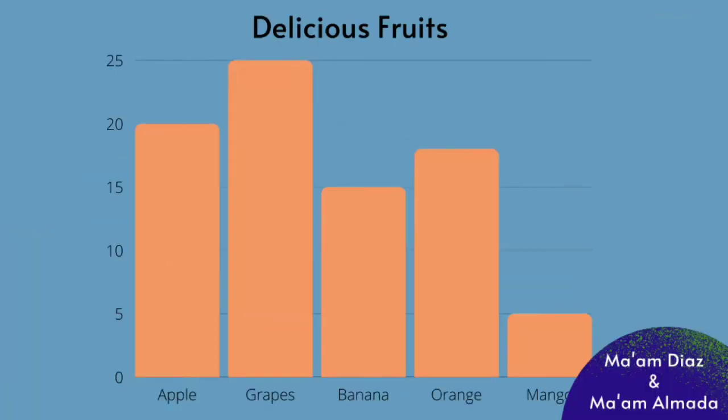This is an example of a bar graph. The numbers on the y-axis represent the number of people, while on the x-axis, we can see different kinds of fruits. In this bar graph, it is stated that most people prefer grapes as the delicious fruit, and the least preferred delicious fruit is mango.